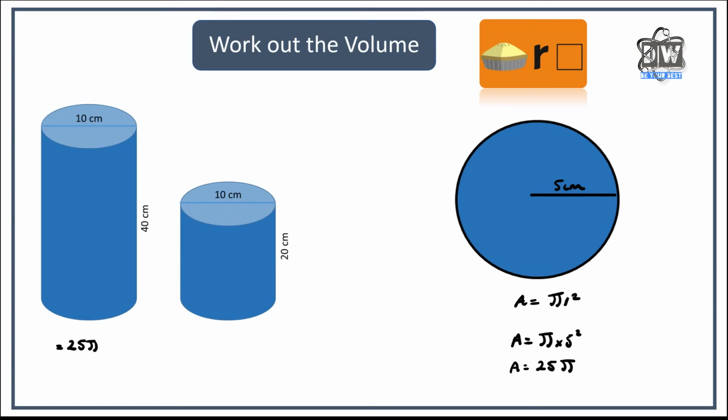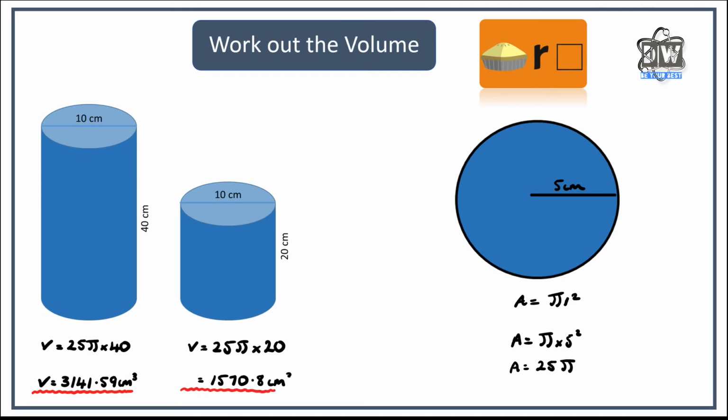So let's do that now. 25 pi timesing by 40, and that gives us volume equaling 3,141.59 to two decimal places, and that's centimeters cubed. And on the next one, we're going to go 25 pi timesing by 20. When we go all the way through on our calculators, we're going to end up with 1,570.8 centimeters cubed.